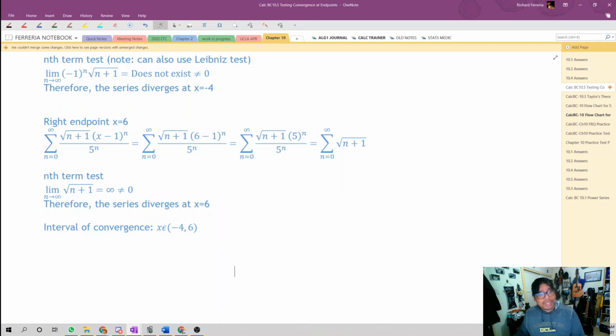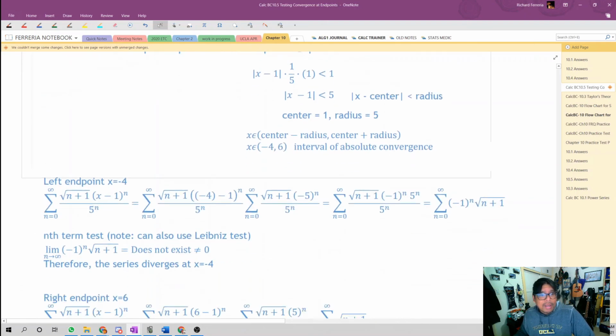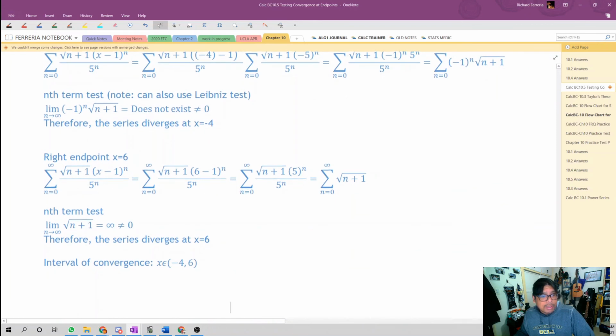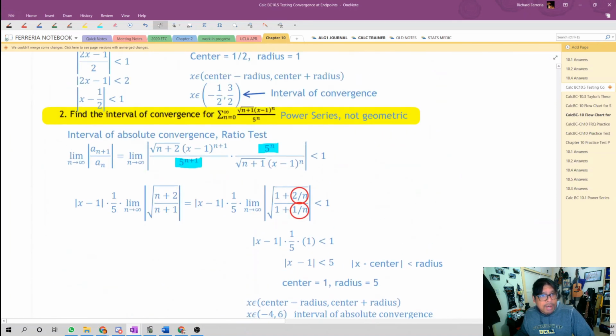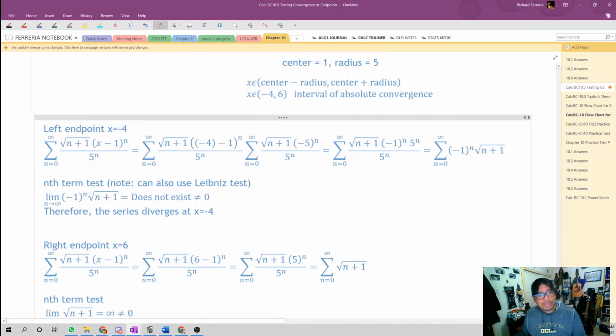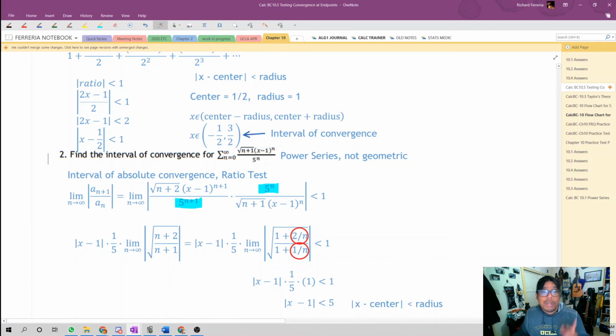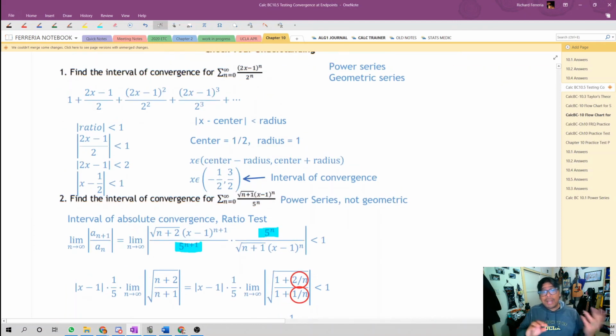Now you'll notice, important, you'll notice how much work we needed to do here when we had a power series that was not geometric. And then you compare that with how much work we had to do for a power series that was geometric. And if you take a look at those two workflows, I think you can see why you don't want to use a ratio test for a series that is geometric.